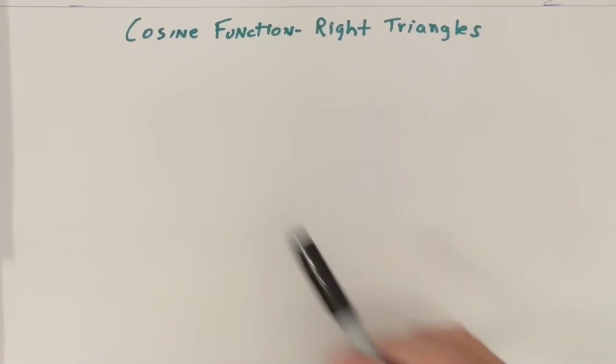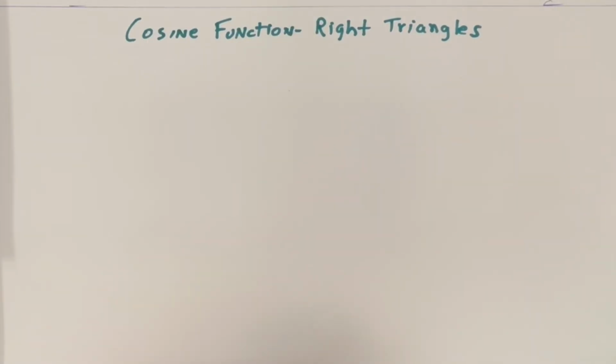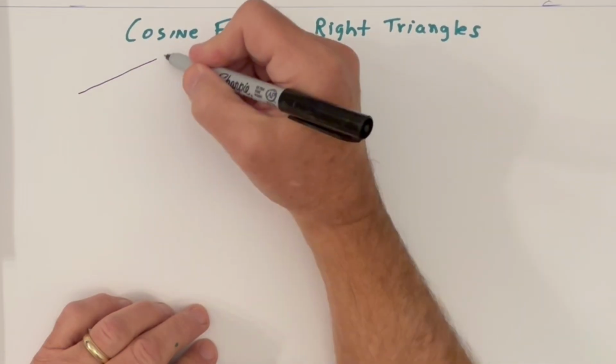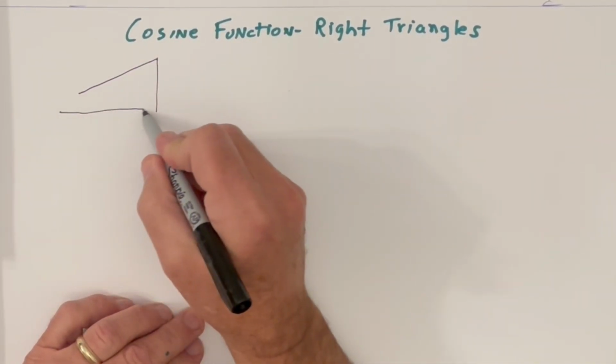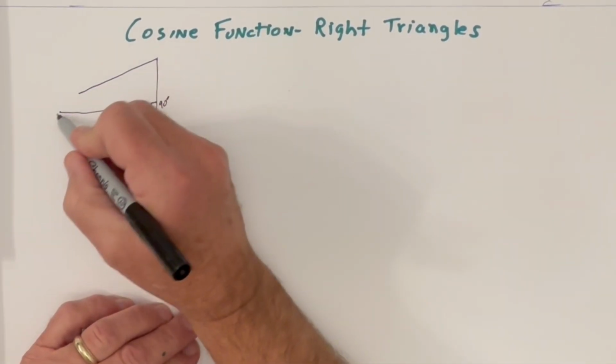Welcome to my video on the cosine function. This is for right triangles. So before we define the cosine function, we need to draw a right triangle here. And a right triangle has one angle, 90 degrees, so that's going to be a right angle.